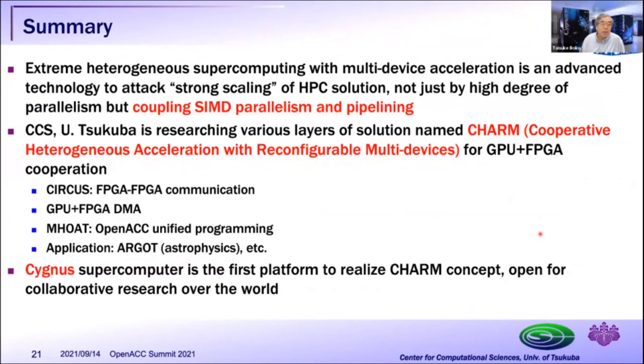So this is a summary. We are running the Cygnus supercomputer as the world's first multi-hetero accelerating supercomputer with GPU and FPGA, and working on a high-level programming system based on OpenACC. And please remember the word CHARM here.